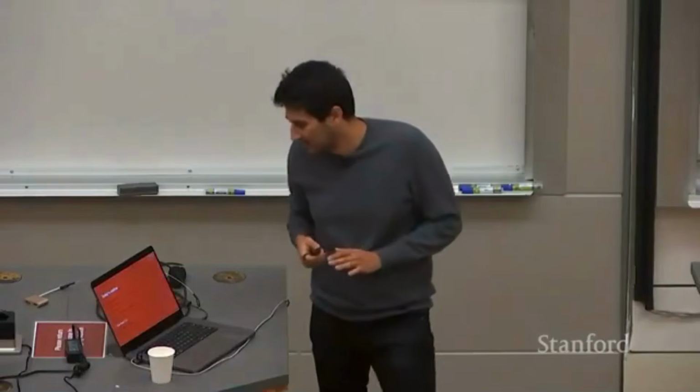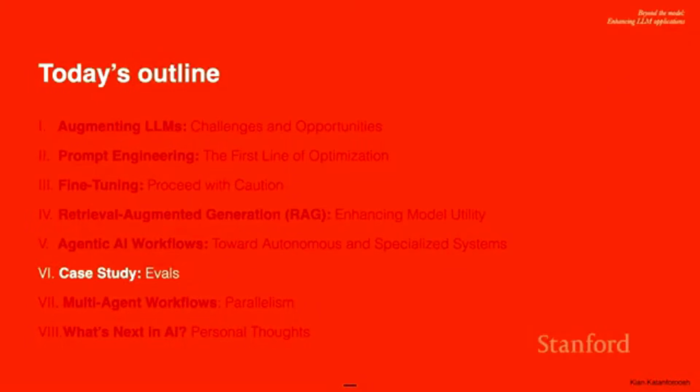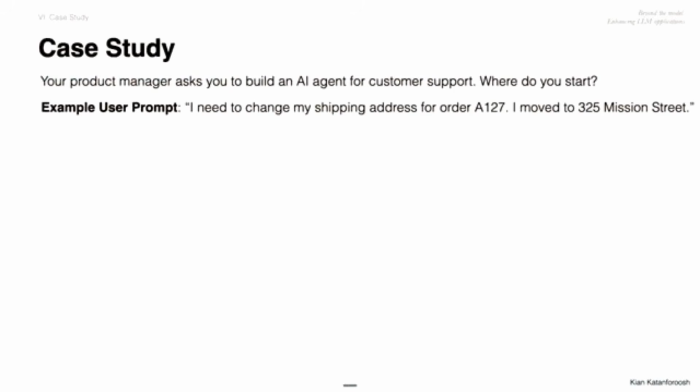Super. So let's move forward and do a case study with evals, and then we're almost done for today. Let's say your product manager asks you to build an AI agent for customer support. Where do you start? Here is an example of the user prompt: "I need to change my shipping address for order blah blah blah. I moved to a new address." So what do you start with if I'm giving you that project?